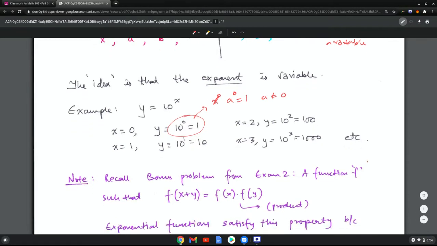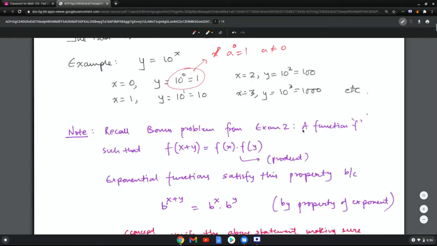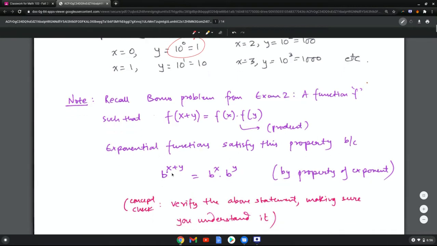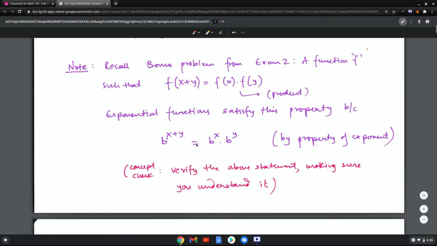You're already aware of the properties of exponents from before. Note, recall a bonus problem from exam 2. It gave you a function f such that f of x plus y equals f of x multiplied by f of y. The exponential function is the one that satisfies this property. This is because b to the power x plus y equals b to the x times b to the y by the property of exponents. A concept check here: you can verify the above statement, making sure you understand it based on the properties of exponents that you have seen before.